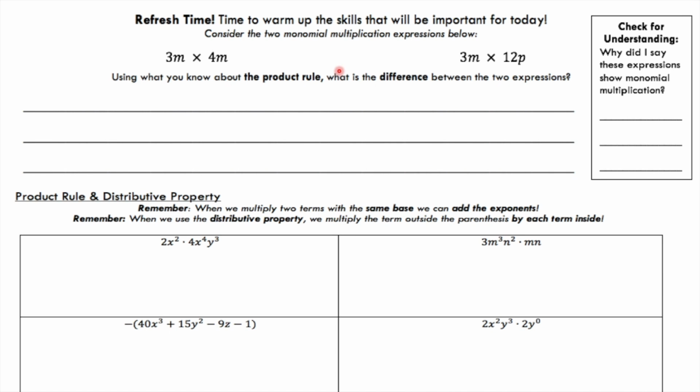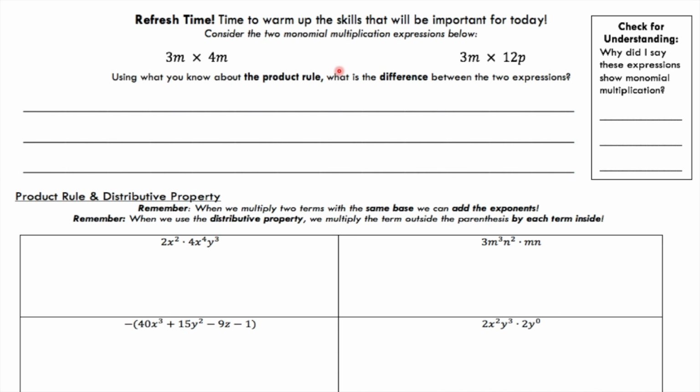So like I said, we need to work on the product rule and the distributive property in order to be really successful to multiply these polynomials together. So remember, when we have two terms with the same base, we're multiplying them together, we add the exponents, that's the product rule. And when we use the distributive property, we want to multiply the term outside the parentheses by each term inside. So we're just going to do the first one together of the product rule.